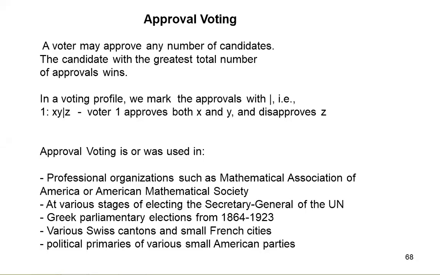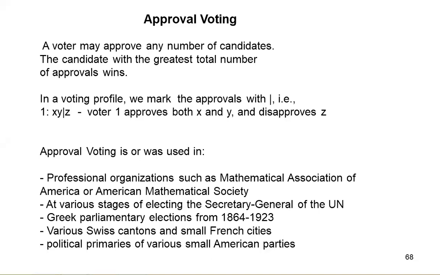Another voting rule is approval voting. Now, our voter may vote for any number of candidates, may approve such number of candidates, not just a single candidate. And we count the approvals for all candidates. The candidate with the largest total number of approvals is the winner.